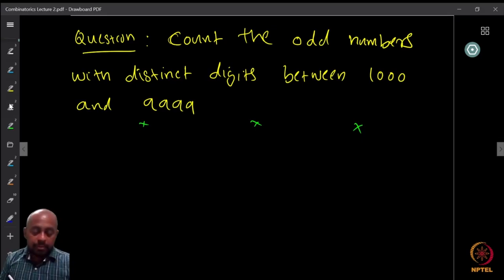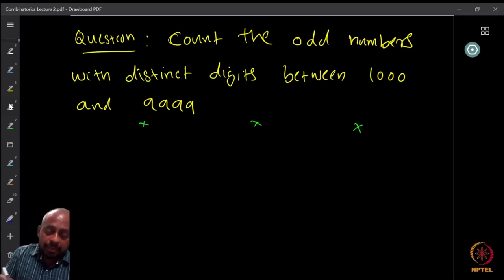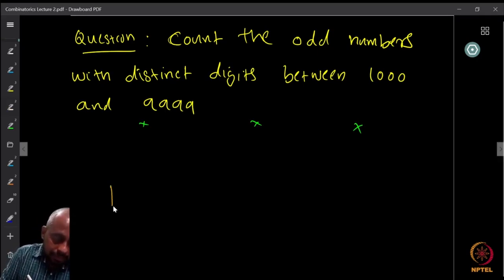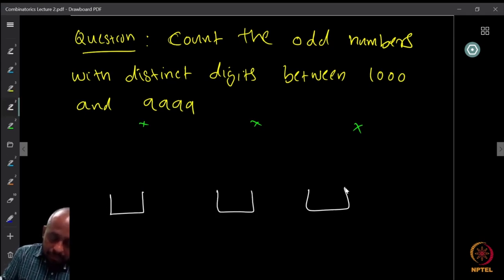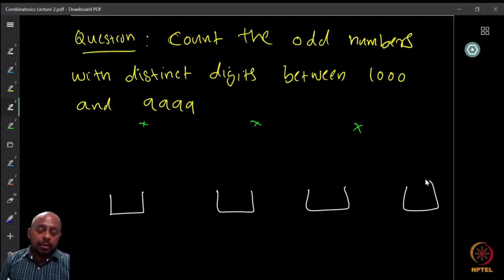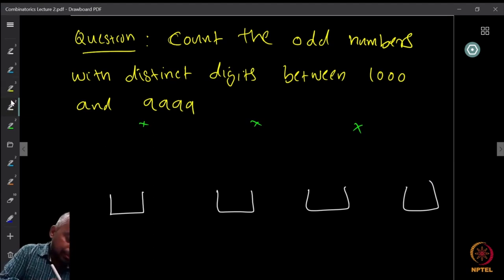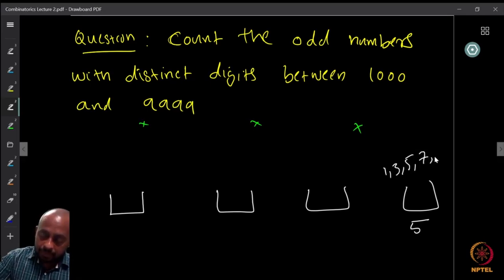So here is how I am going to do it. I know that I am looking at odd numbers with distinct digits between 1000 and 9999. So I know that all these numbers have exactly 4 digits. Now, since I know that the number is odd, the last digit is going to be 1, 3, 5, 7, or 9. So there are 5 possible choices for the last digit.